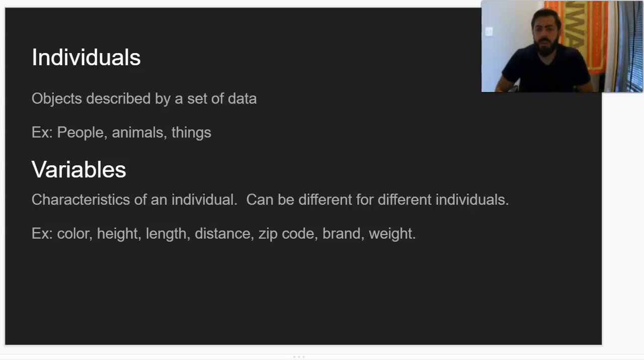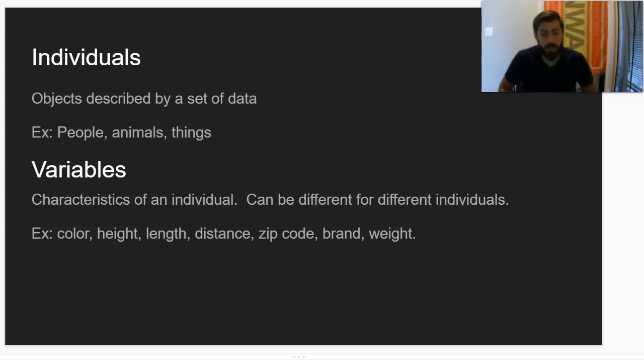Individuals, so we'll be referring to things, individuals, subjects, things like that. But individuals, as far as our class is concerned, are objects described by a set of data. So people, animals, things, houses, cars, pets, anything that is in our data set, any object that we are referring to.